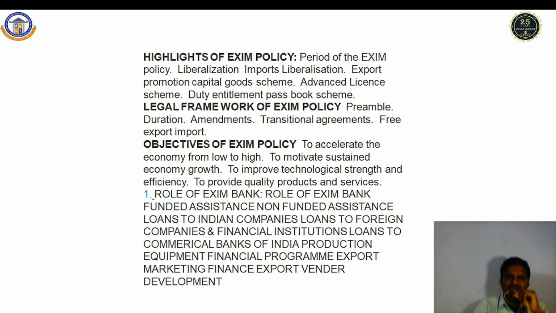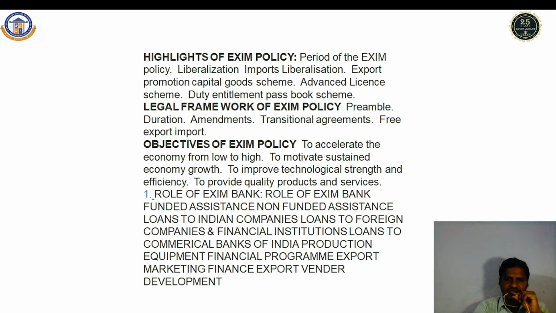Highlights of Exim policies: period of Exim policies, liberalization of import, liberalization, export promotion capital goods scheme, advance license scheme, duty entitlement passbook scheme. Next, the legal framework of Exim: permissible duration, amendments, transactional agreements, free export, free export and import.